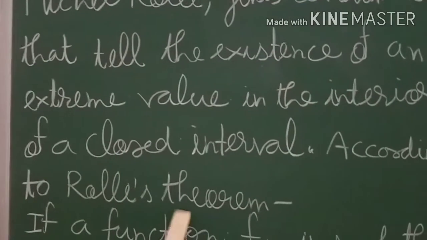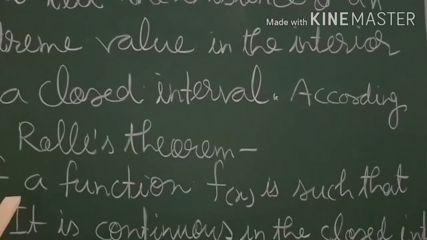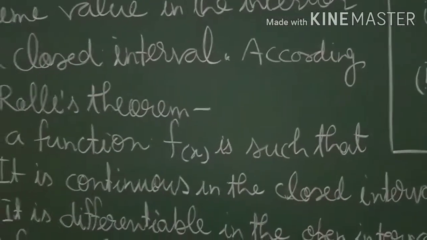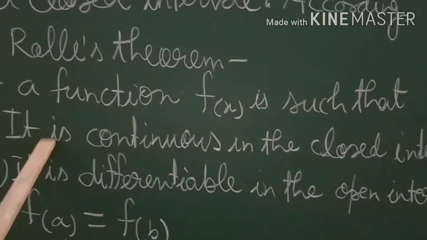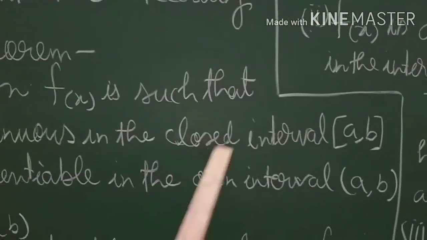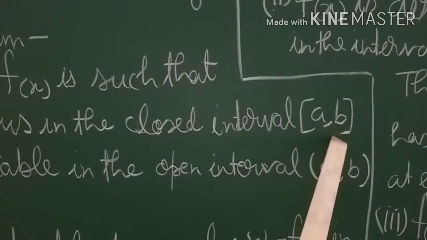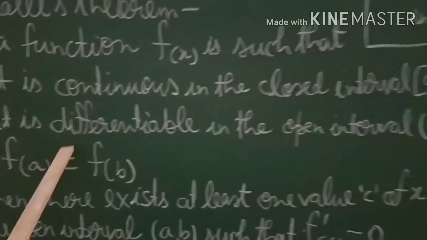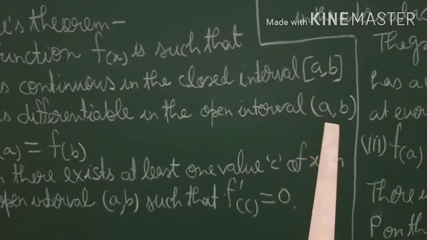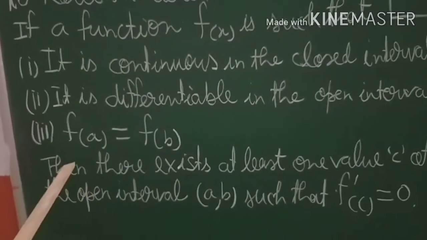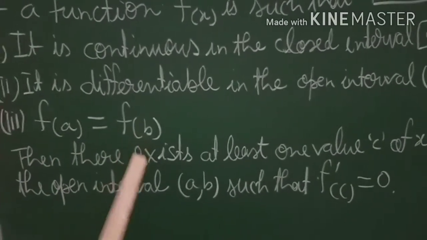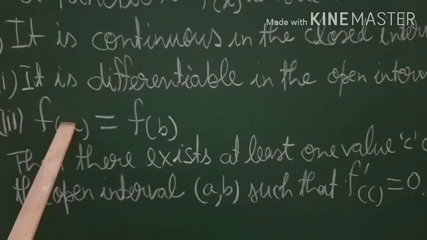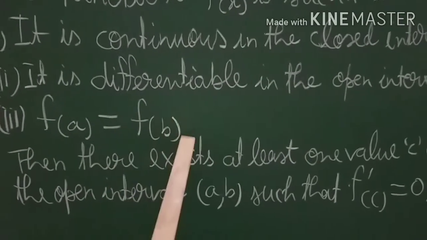According to Rolle's theorem, students, if a function f(x) is such that it is continuous in the closed interval [a, b], and it is differentiable in the open interval (a, b). Third condition, f(a) equals f(b): the value of the function at the point a should be equal to the value of the function at the point b.